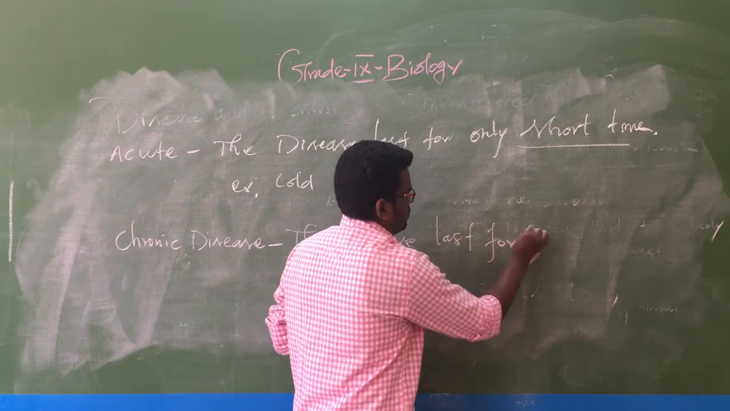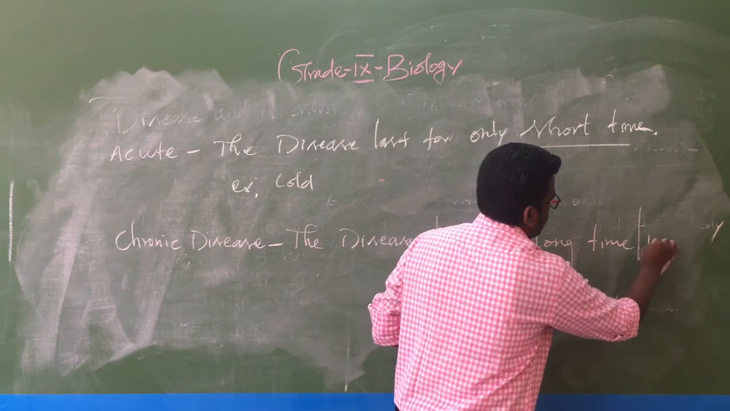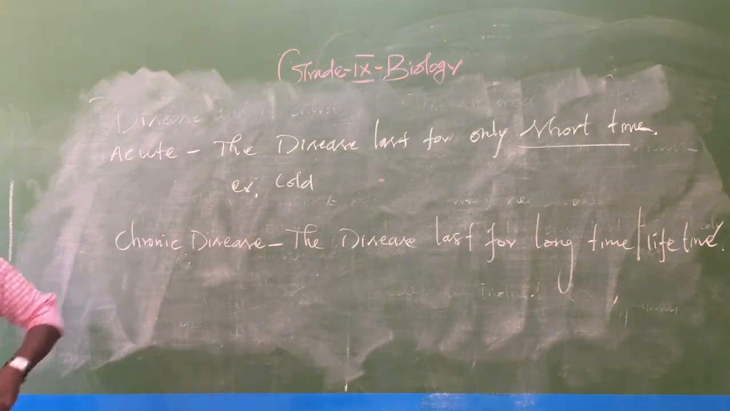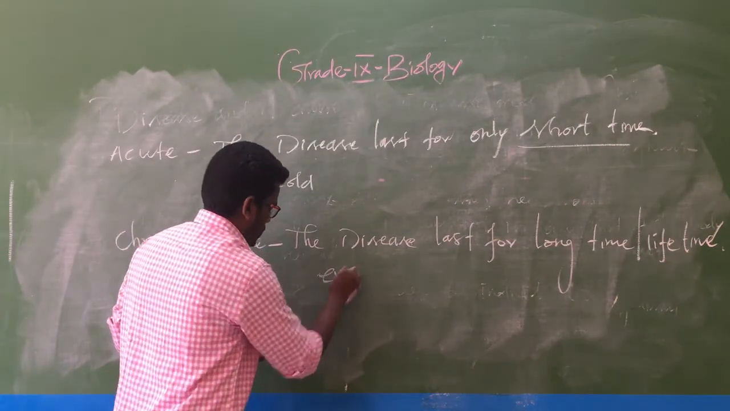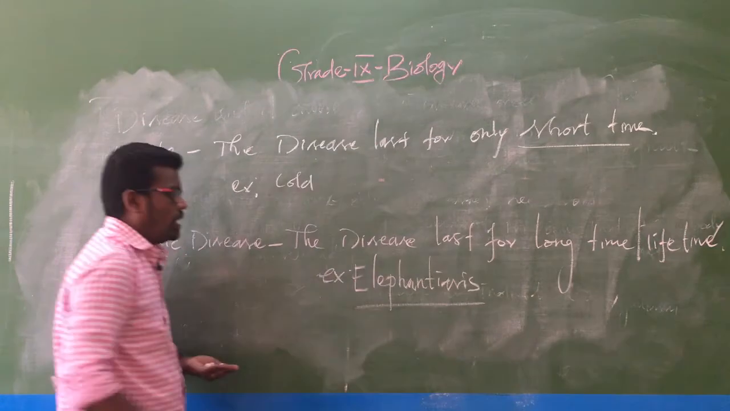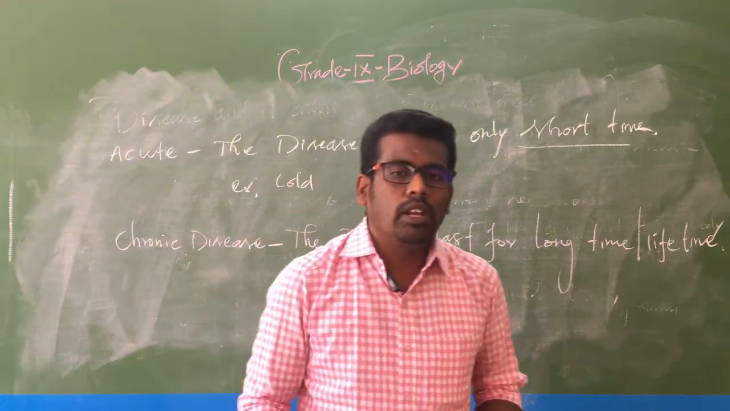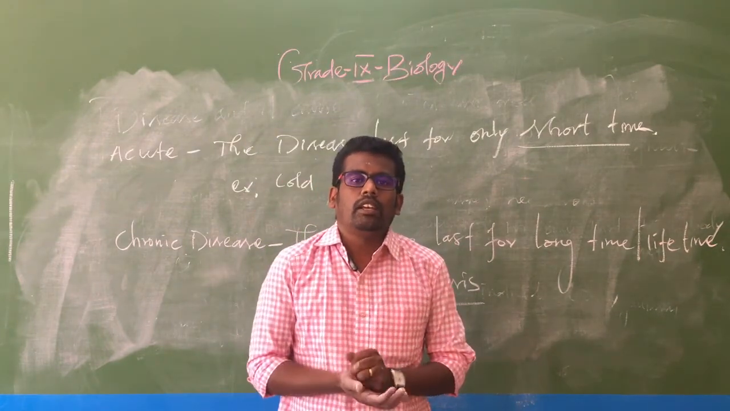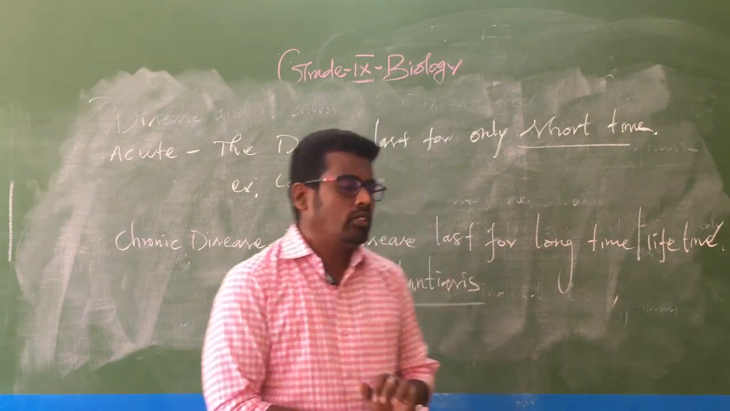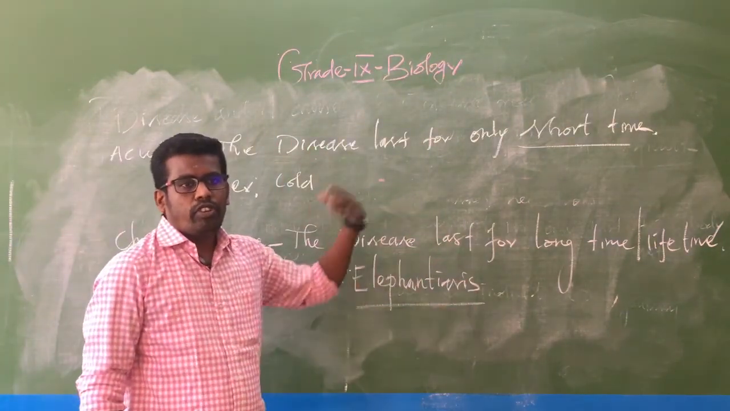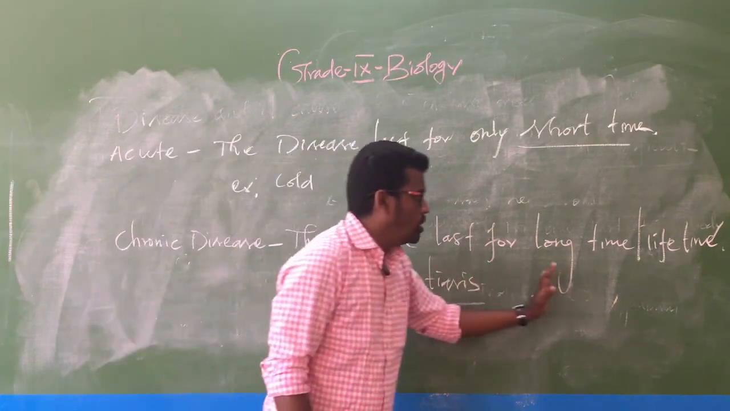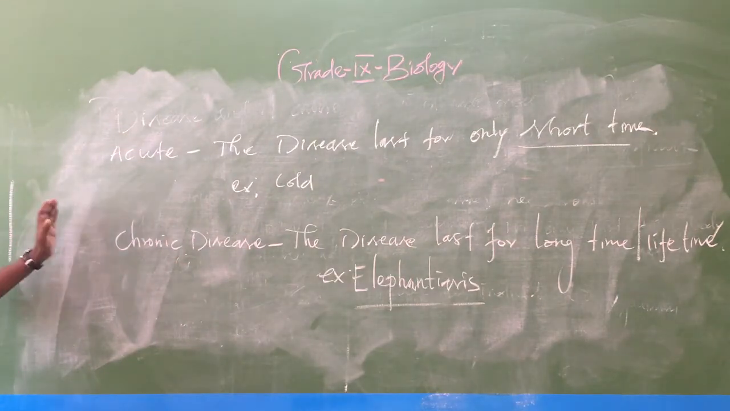And the chronic disease is a disease that lasts for a long time or lifetime. The disease will be there for a whole lifetime. For example, elephantiasis. What is elephantiasis? It's a type of disease. In Tamil they call it Yanakal Vyadi. The infected person's legs look like an elephant's leg, so it is called elephantiasis. If it is not identified in the early days, we cannot cure it, and the disease will stay for a lifetime.